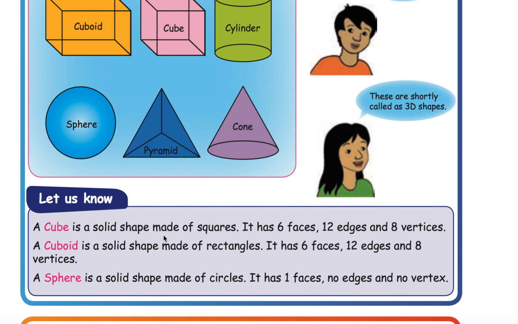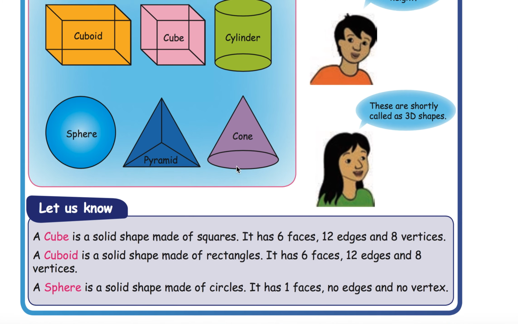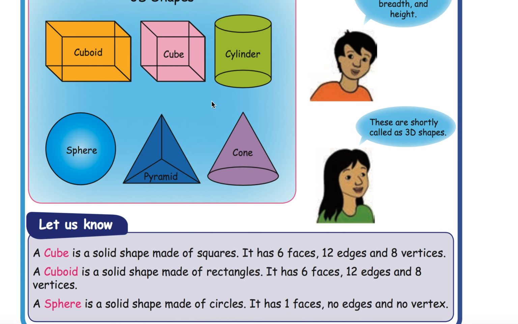Cube is a solid shape made up of squares. I told you, right? It has 6 faces. How many faces does a cube have? 1 here, 2 here, 3 here, this side, 4 here, 5 on top, 6th one bottom. Yeah, 6 faces, 12 edges. Let's count edges also. 1, 2, 3, 4, right? 5, 6, 7, 8.